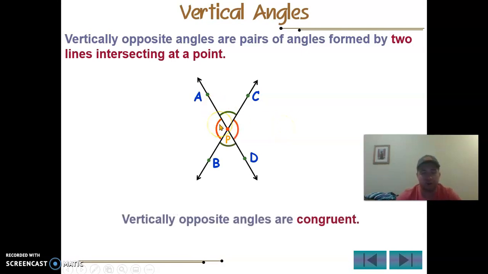But if you notice, these two angles in green, they're opposites of each other. They're a reflection. And because they are a reflection, and because reflections are rigid transformations, these angles must be congruent. They must be the same. And they're not the only vertical angles in this picture. These angles in orange, they're also congruent because they're also reflections.